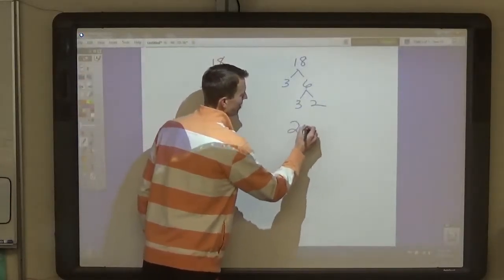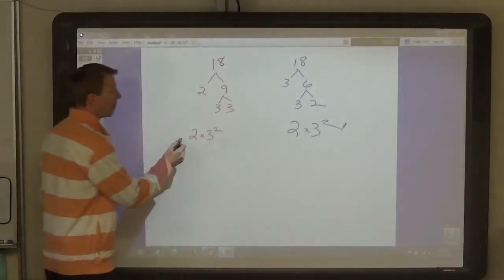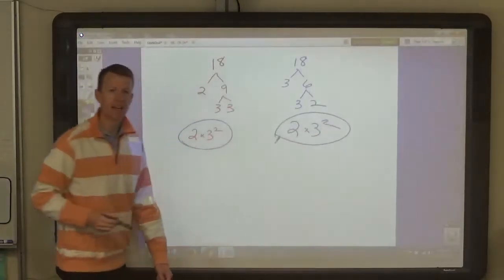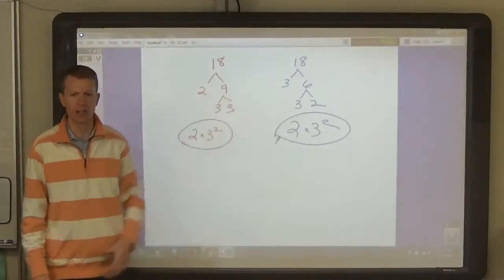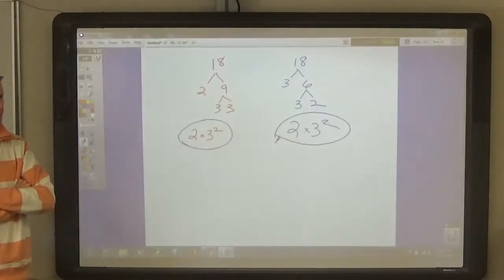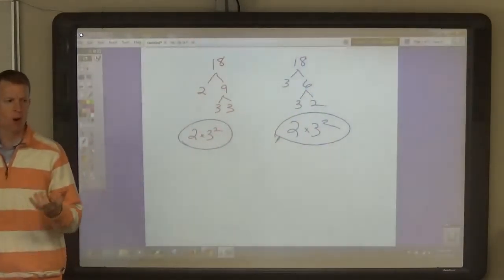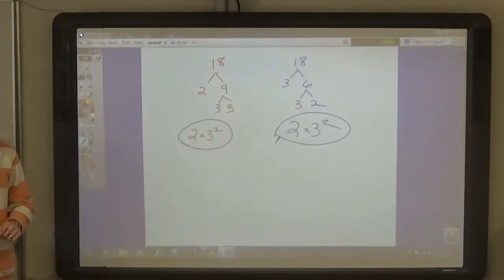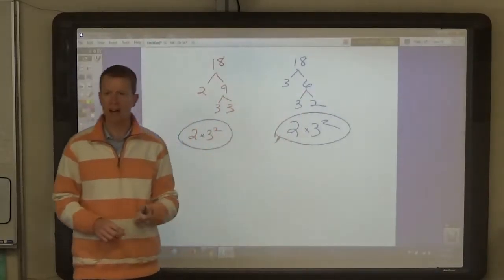Okay, so that's the 2 different ways that you can do it. Okay, good. They have the same answer, don't they? Yes. What am I showing you here? One of them starts with 2 and 9, the other one starts with 3 and 6. Is one of them wrong? Catherine? It works because both 2 times 9 and 3 times 6 make 18. Yeah, it works whether you start with 2 and 9 or 3 and 6.